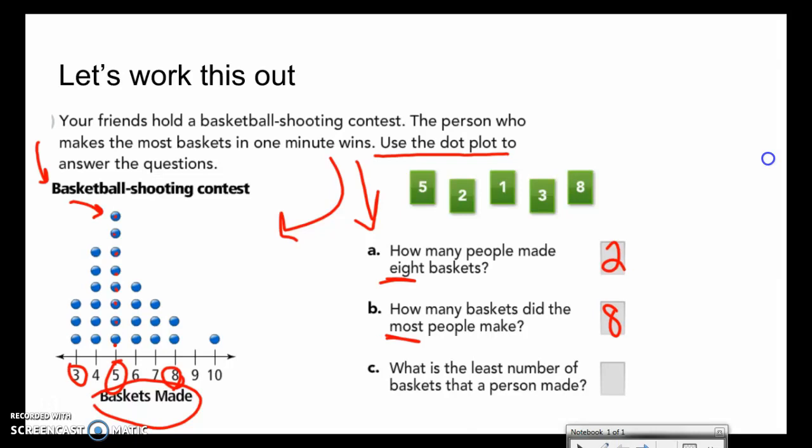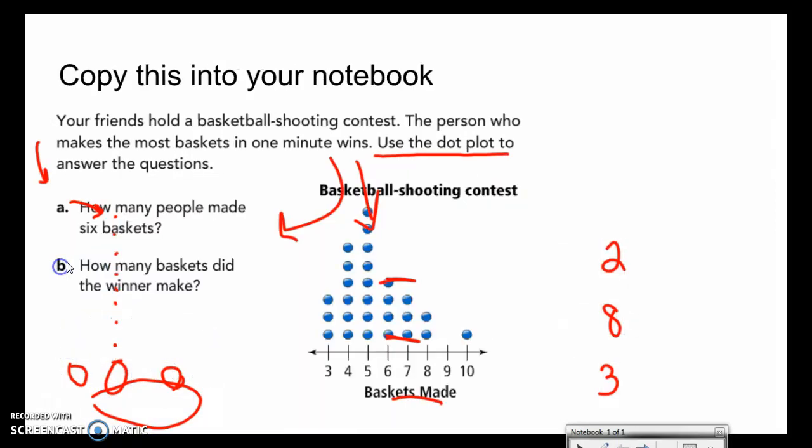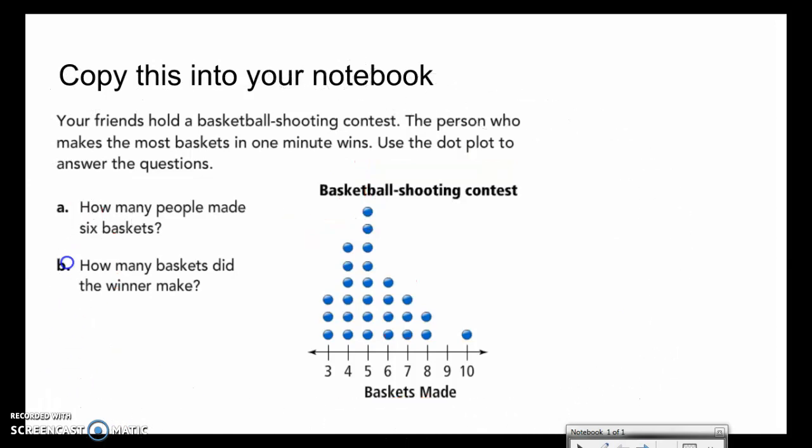Now look, what is the least number of baskets? It's not asking what's the least number of people. The least number of baskets. So you're going to have to read these questions very carefully, otherwise you're going to confuse yourself. Alright? So again, the numbers represent the number of baskets, and the dots represent the people in that situation.